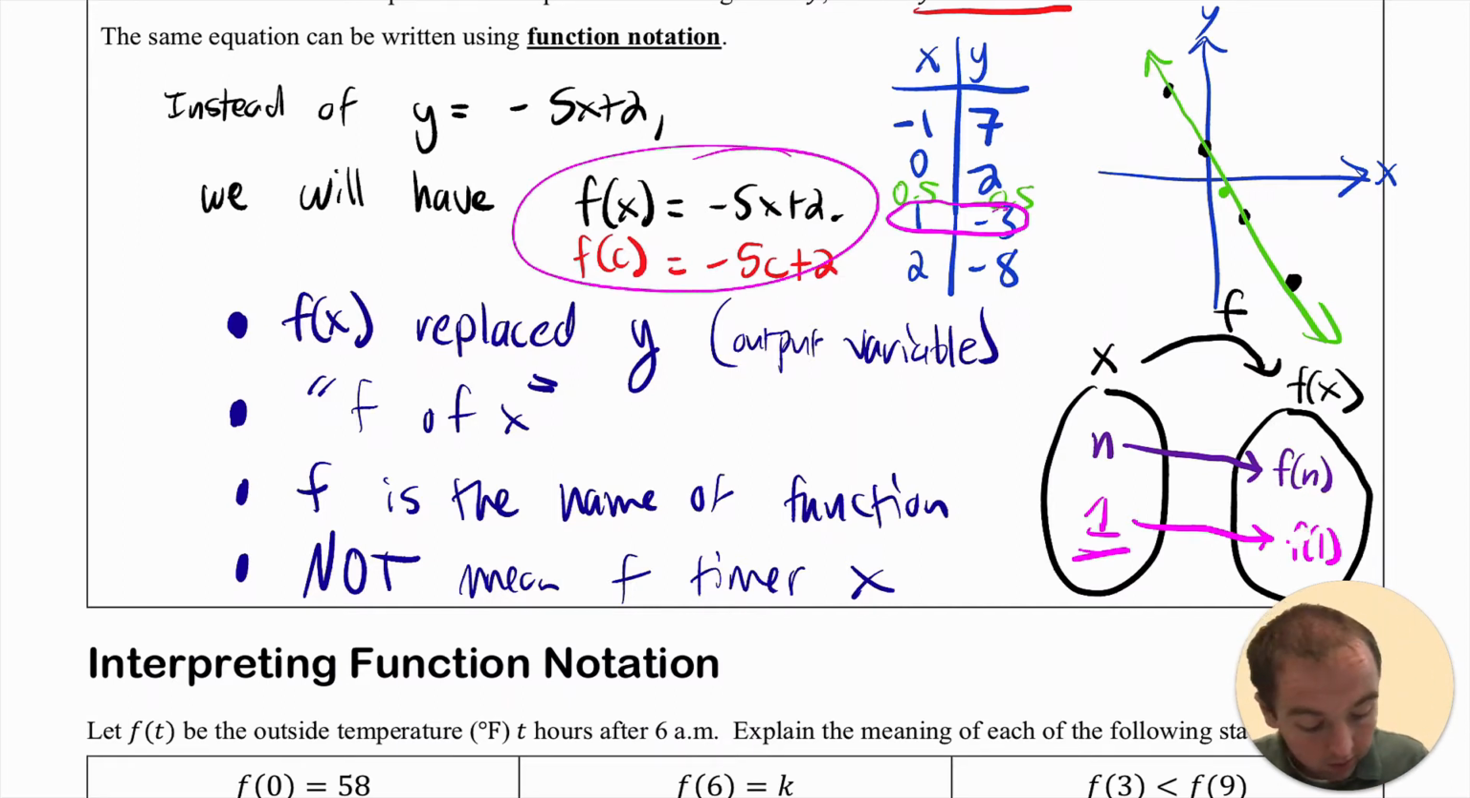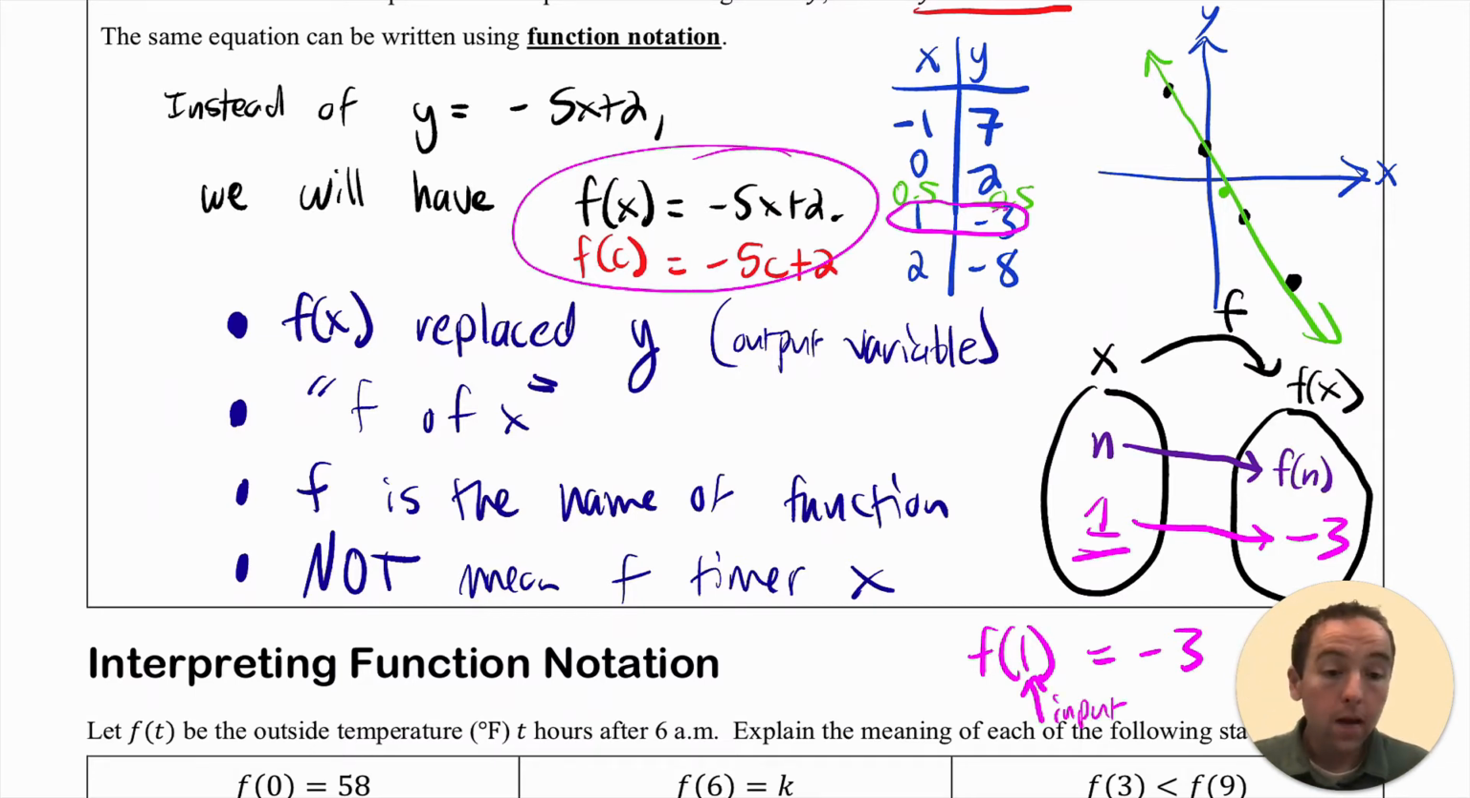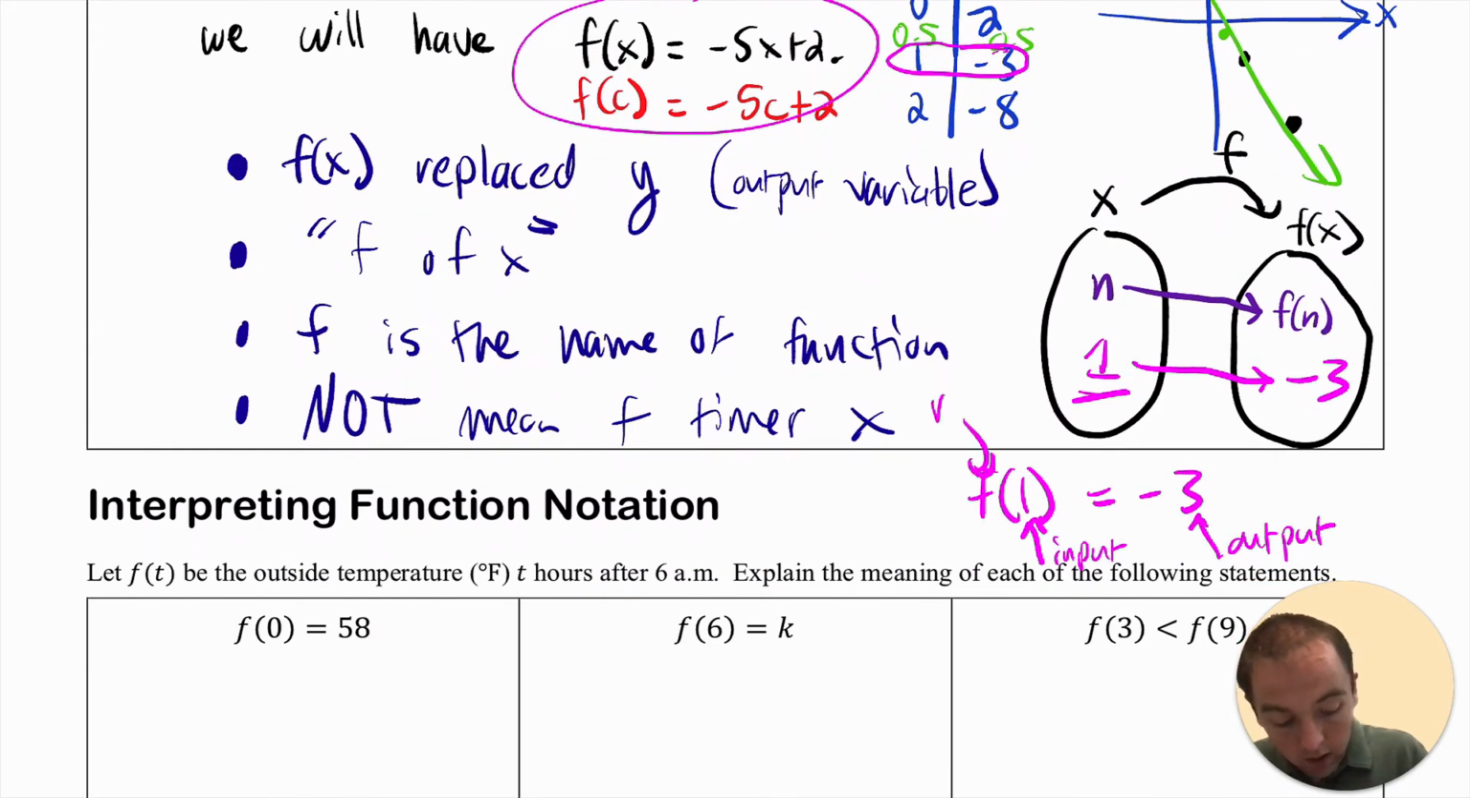So instead of writing f of 1, if I wanted to, I could put negative 3 right there. The reason we know that is because f of 1 does equal negative 3. You can see that in the parentheses you're just specifying what the input is, and this is the corresponding output for that particular input when we use this rule that has the name of f.